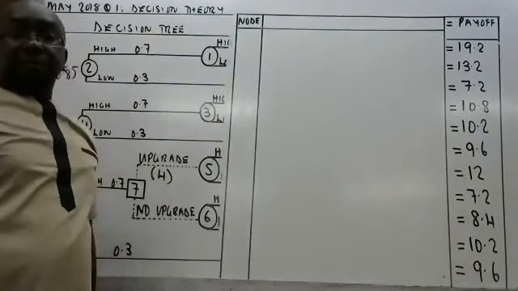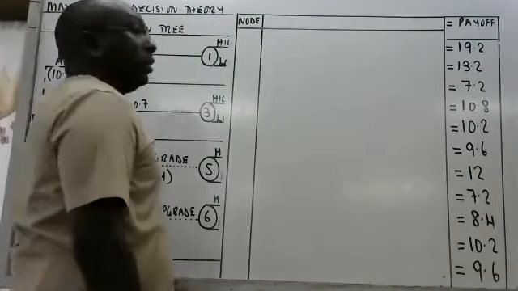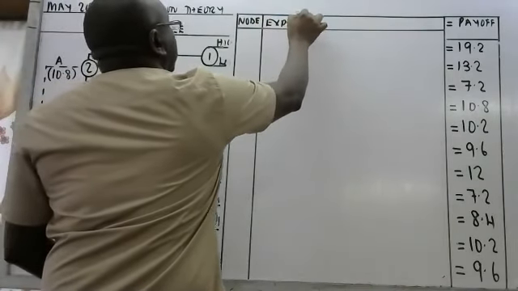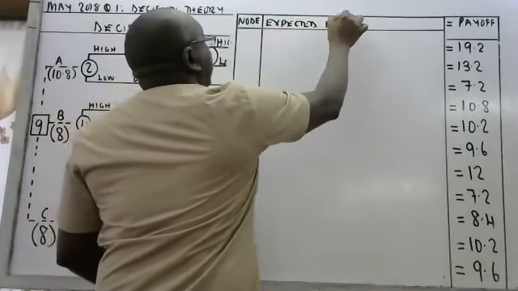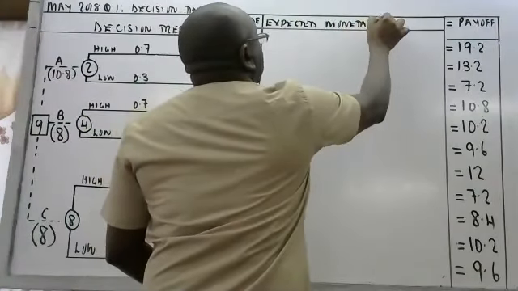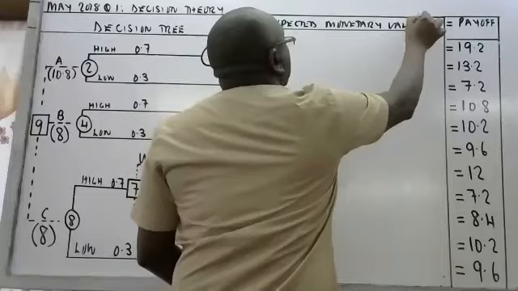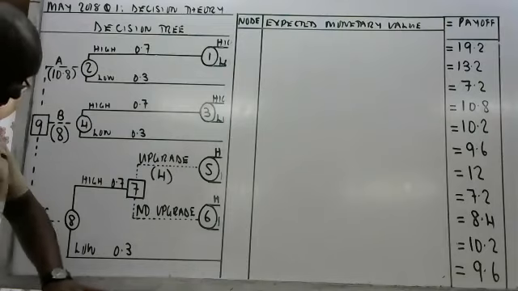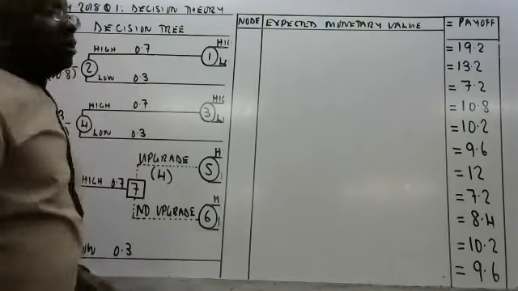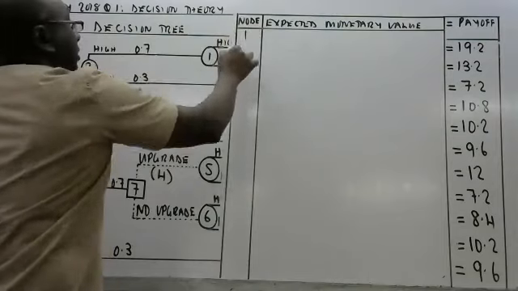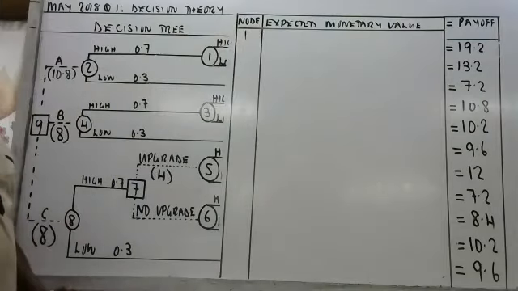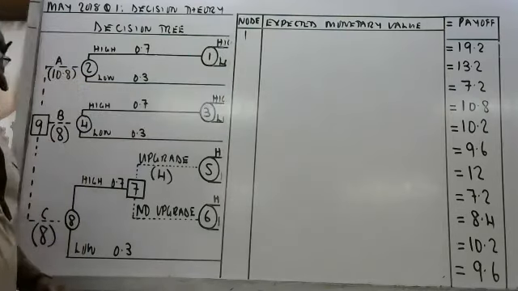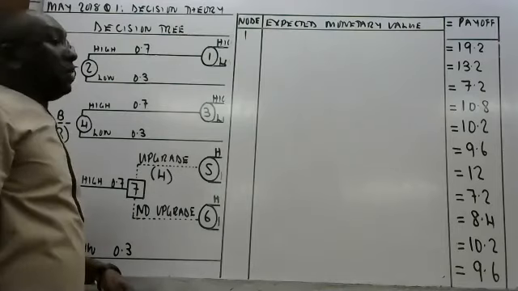So down there, we have here expected monetary value. So we begin with number 1. Number 1, the arrows going out, these ones, they are complete. So we will need to take the probabilities.